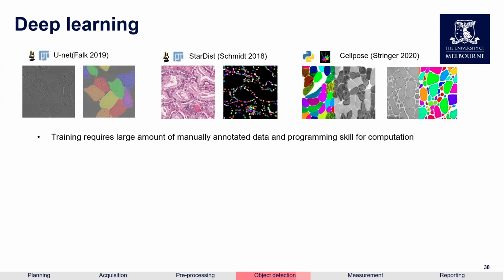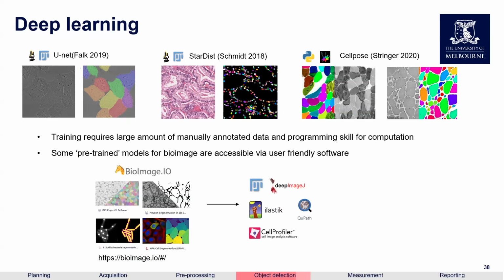The downside is most approaches require a large amount of manually annotated training data and sometimes programming skills. But there are also a lot of pre-trained models available. For example, in the Bioimage Model Zoo, they create this type of model. And many can also be accessed directly through Fiji, Elastic, Coupa, and CellProfiler without any coding experience.